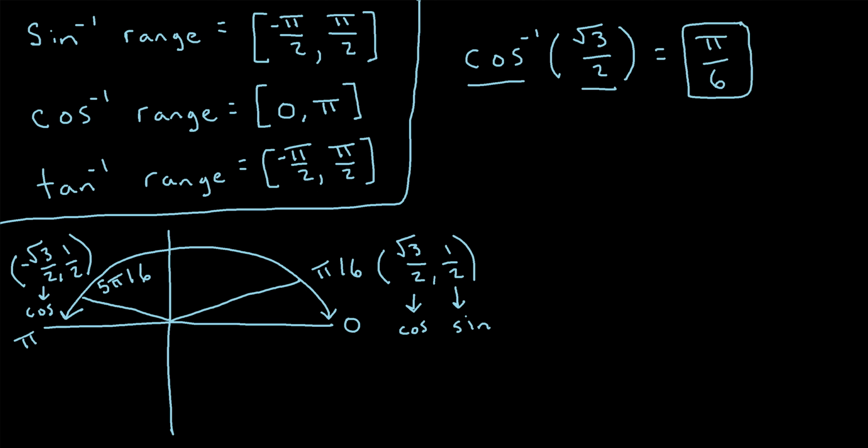This is the only angle in our restricted range of 0 to pi that has a cosine value of square root 3 over 2.